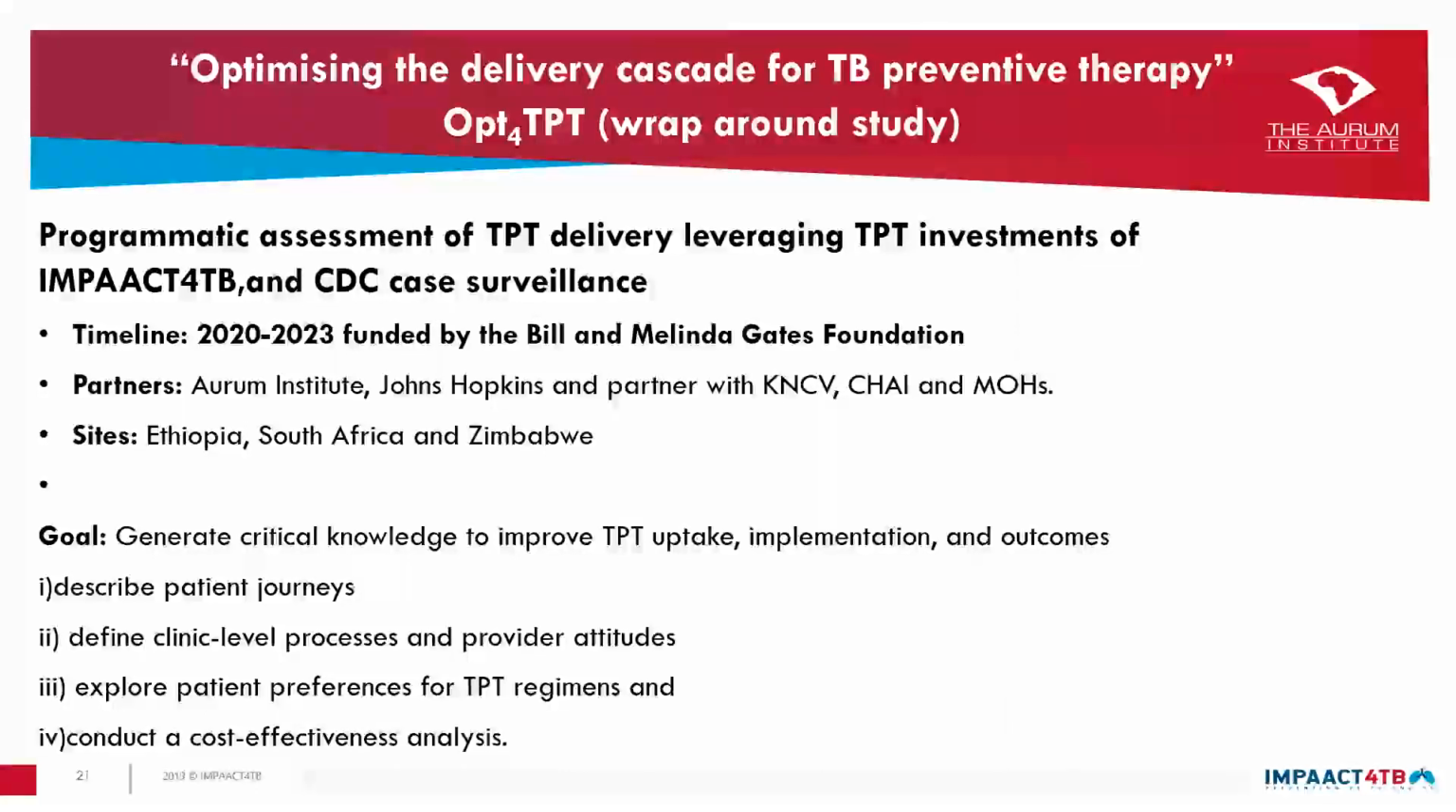And then I think the one thing Karen mentioned was there's a lot of funder support to collect evidence around implementation of TB preventive treatment. And one of the studies which is leveraging the Impact for TB project is the Opt for TPT, which is really optimizing the delivery cascade for TB preventive treatment. And this is a project funded through the Bill and Melinda Gates Foundation with our partners Johns Hopkins, KNCV, CHAI, and Ministries of Health.